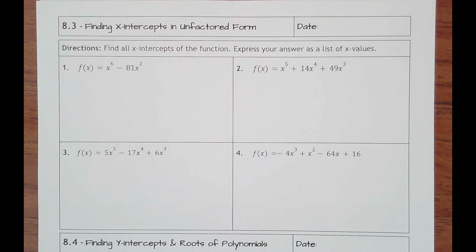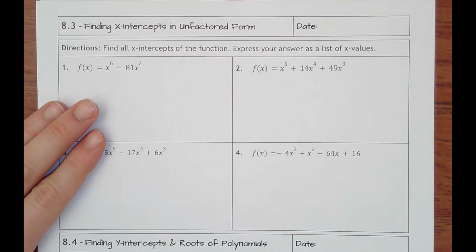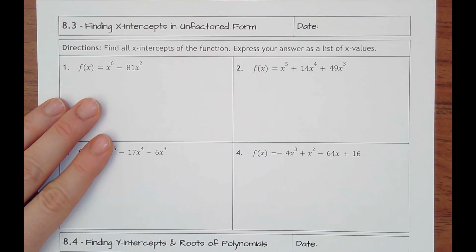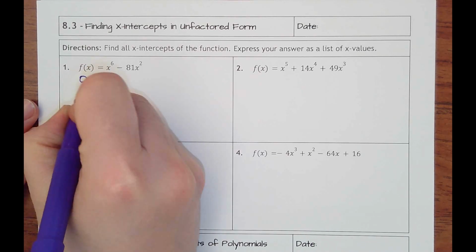Lesson 8.3, finding x-intercepts in unfactored form. Directions say to find all x-intercepts of the function, express your answer as a list of x values. And so we basically already did this too. When we did factoring, that's the whole purpose of it, is to find the roots or the solutions or the x-intercepts where y is 0.